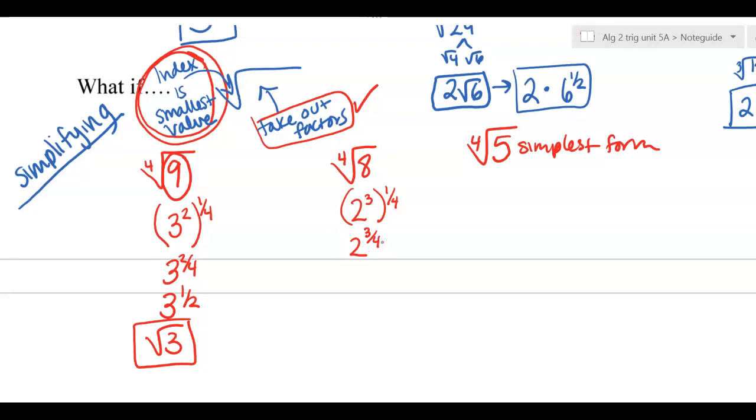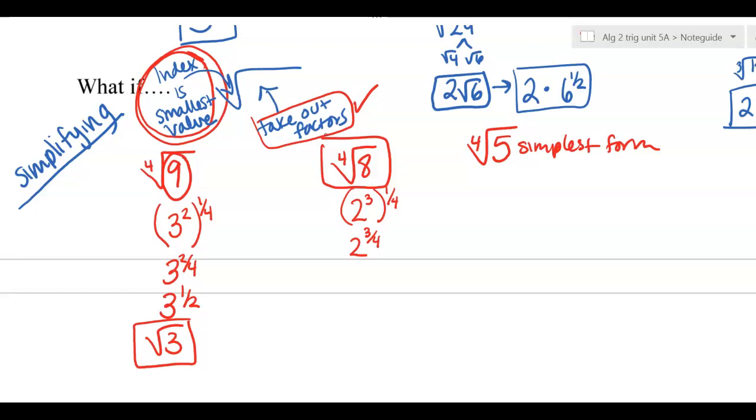Does 3/4 simplify? No, meaning the 4 didn't change. If the 4 doesn't change, then I'm still going to have to use a 4 when I rewrite it back in radical form. And that means it didn't get simplified anymore. The 4th root of 8 was actually the simplest way for me to write it.